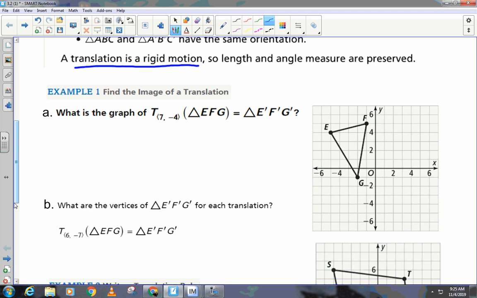Okay, so I'm going to take each point and I'm going to go 7 units to the right and 4 units down. So I'm going to take my E and go 1, 2, 3, 4, 5, 6, 7, down 1, 2, 3, 4. Okay, and that's going to give me E prime. And then I'm going to do the same thing with F. 1, 2, 3, 4, 5, 6, 7, down 1, 2, 3, 4. There's F prime. And G prime, 1, 2, 3, 4, 5, 6, 7, down 1, 2, 3, 4. Okay, and there is G prime.